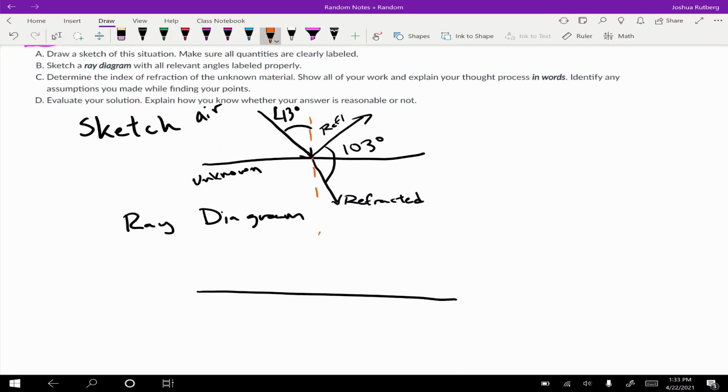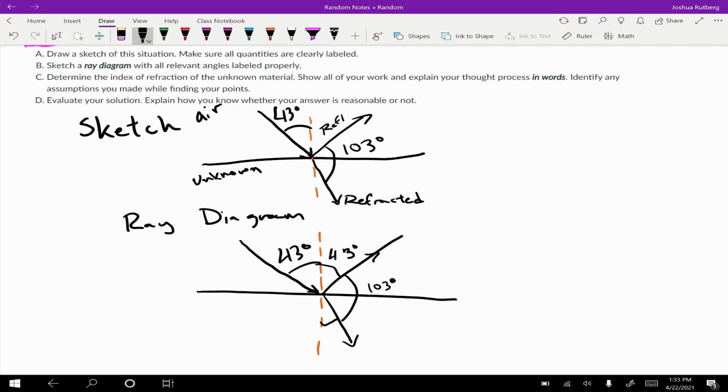So there's our surface again. There's our normal line. We have the incoming ray at 43 degrees, and we have the outgoing ray. And here's where I can use the law of reflection. I know that these two are going to be equal to each other, so this is going to also be 43 degrees. And then I have my refracted ray. I know that this angle is 103 degrees, but I don't care about that angle. I care about this angle.